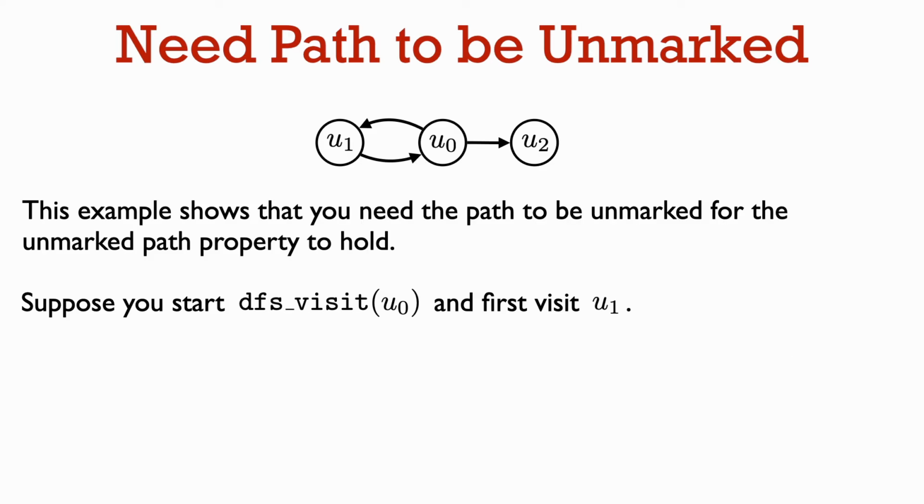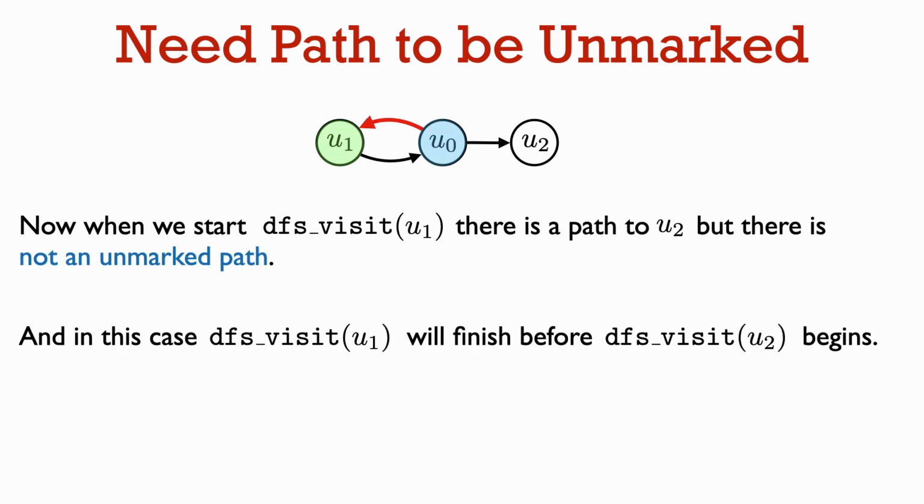I want to highlight the importance of the assumption that the path is unmarked in this unmarked path property. So let's consider this graph here on 3 vertices. Suppose that we start DFS visit on vertex U0, and that from here we first visit vertex U1. So we take this edge to vertex U1. Now we're going to start DFS visit on U1, and at this moment, there is a path to vertex U2 from U1, but there is not an unmarked path because U0 is on this path and it's already marked.